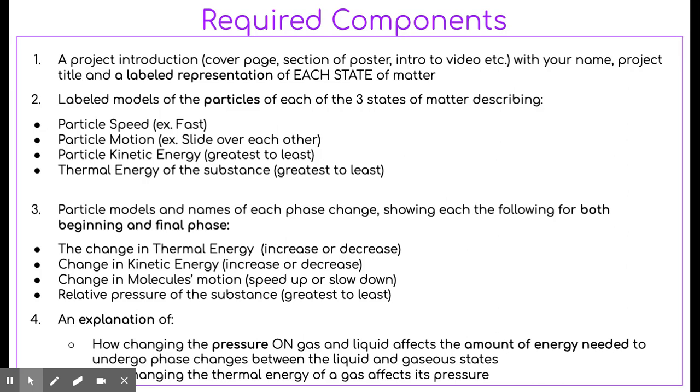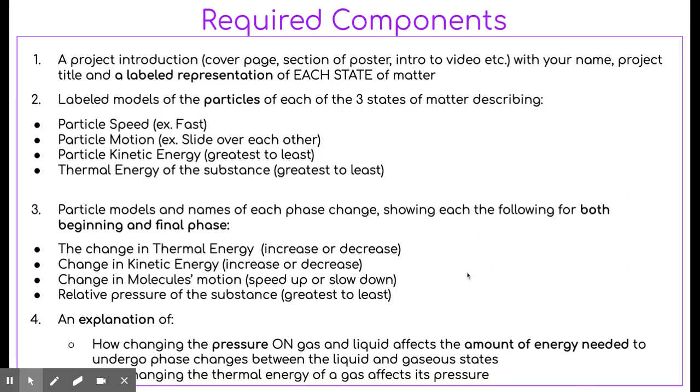The third component is where you are going to be actually showing your phase changes. In this component, you should show particle models and the names of each phase change representing both the beginning and the final phase in that phase change. For each of these particle models, you should include the change in thermal energy that's taken place, so whether it increased or decreased, the change in kinetic energy, whether it was an increase or decrease, the change in the molecules' motion, whether they speed up or they slow down, and the relative pressure of the substance from greatest to least.